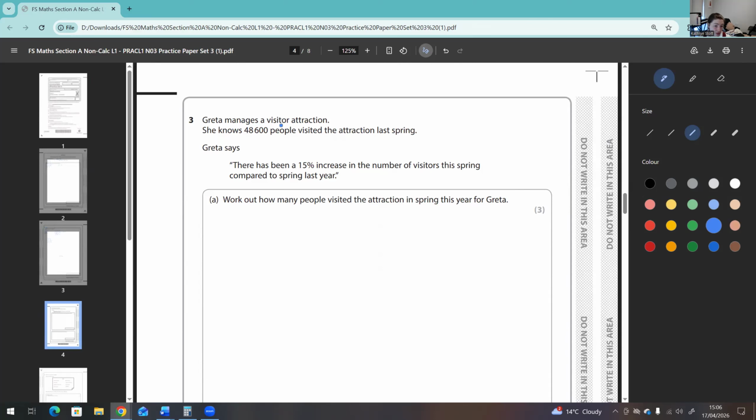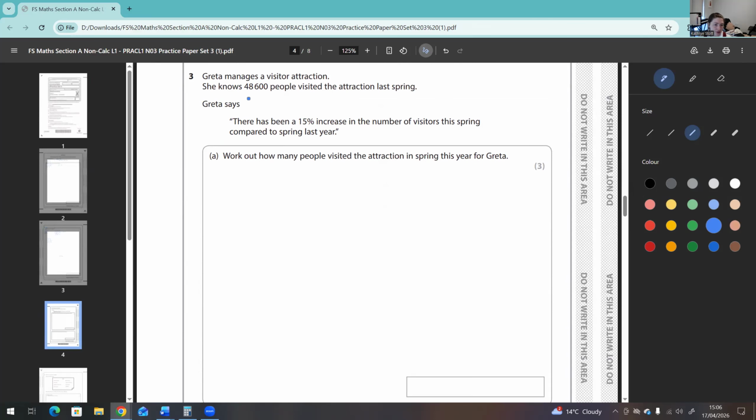Greta manages a visitor attraction. She knows that 4,860 people visited the attraction last spring. Greta says there's been a 15% increase in the number of visitors this spring compared to last year. How many people visited the attraction in spring this year? So we're going to start off with original, find 1%, and then find 15%.